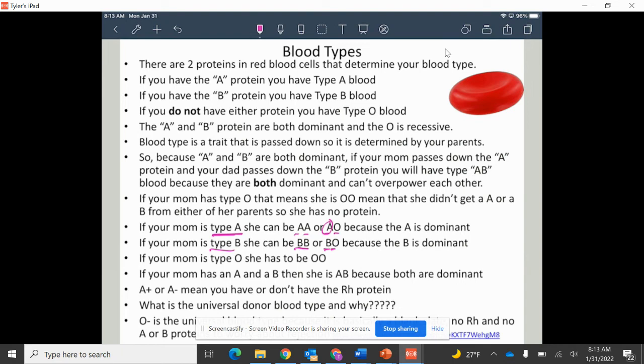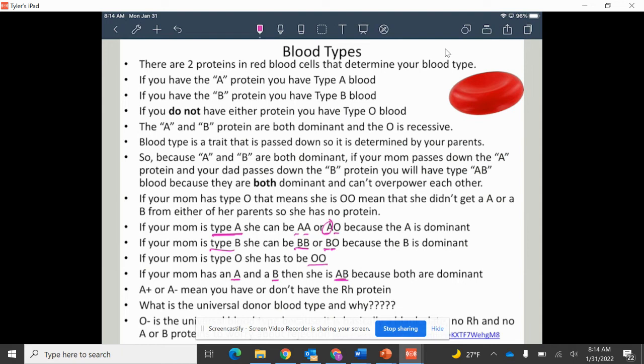The only way to be type O is you have to have two O's. As soon as you get an A or a B, those are going to become dominant and you're going to have those A or B proteins on your blood cells. Okay. Now, if you get an A from a parent and a B from a parent, you're going to be type AB because they're both dominant.